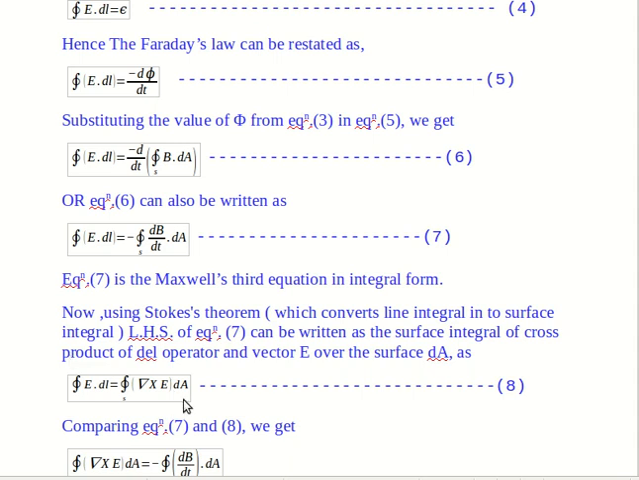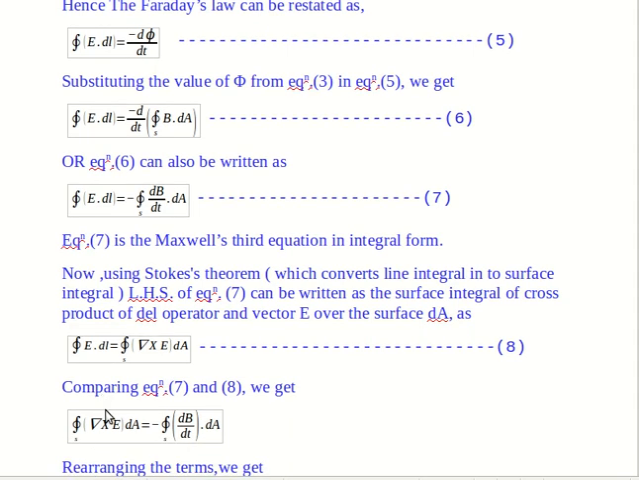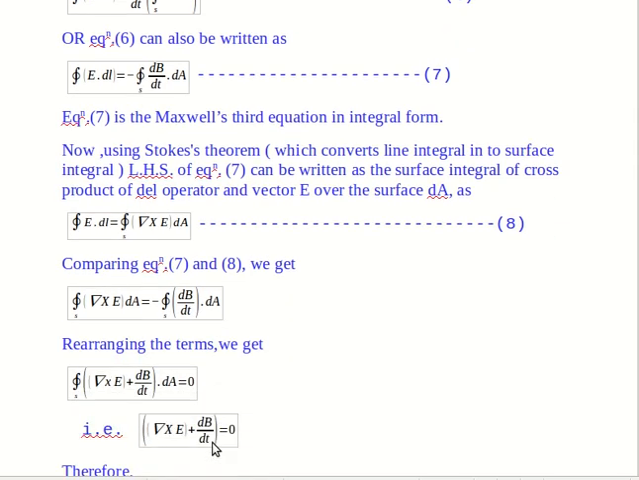Okay. Now comparing equation 7 and 8, left hand side of equation 7 and left hand side of equation 8 are the same, therefore right hand side of 7 and 8 are equal. So surface integral del cross E dA should be equal to minus surface integral dB by dt dA. Now on both the sides we have the surface integral. So we will rearrange the terms, we will transport these terms toward the left hand side, and right hand side will become 0.